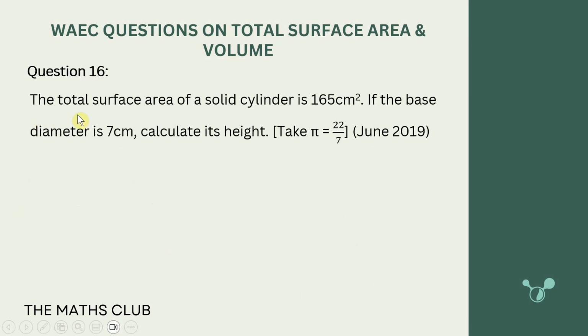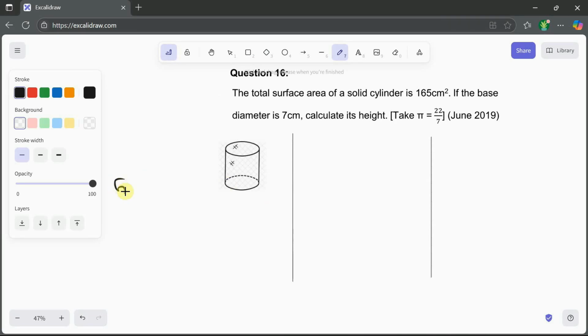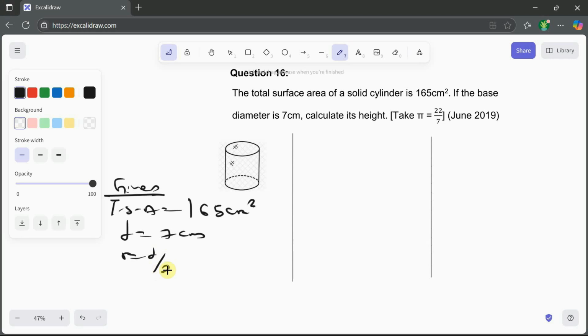Question 6 notes that the total surface area of a solid cylinder is 165 centimeters squared. If the base diameter is 7 centimeters, calculate its height. Take pi to be 22/7. This is from June 2019. So what are we given? We're given total surface area to be 165 centimeters squared. We're given the diameter to be 7 centimeters. Therefore, we can say the radius, which is d/2, is 7/2, or 3.5 centimeters.